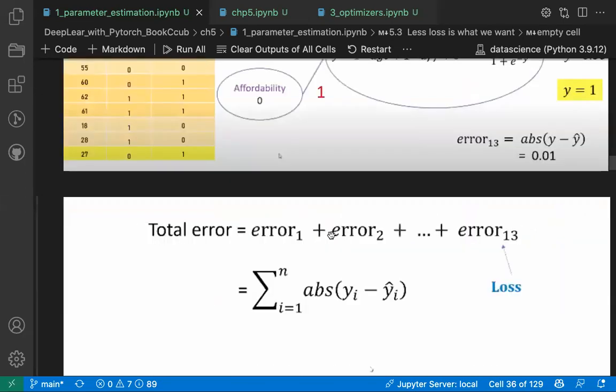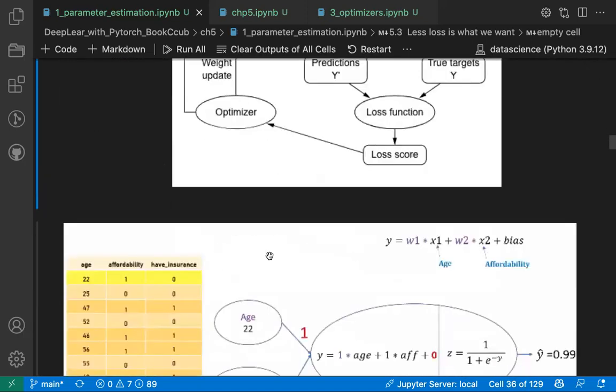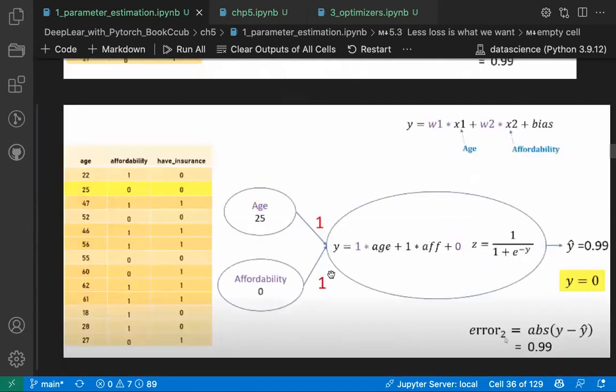So what we can do is total the errors, that is error 1 plus error 2 up to the last error. This individual one is called the loss. But we need a single error, so we need to take them all and find the mean. Because we have n number of errors, we calculate the mean absolute error. So this is what we call the cost function, or we call it the loss function, something like that, right? And this is a score. So this is the final score that we calculated.